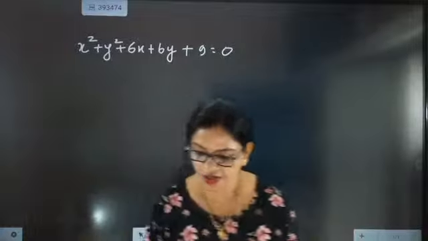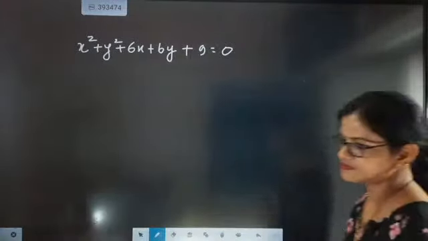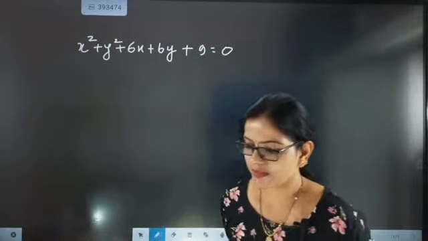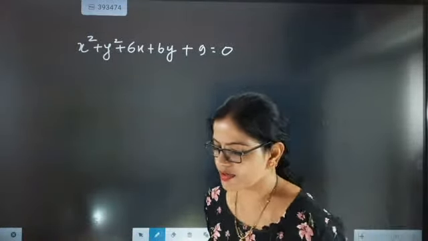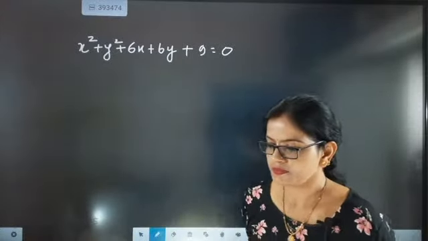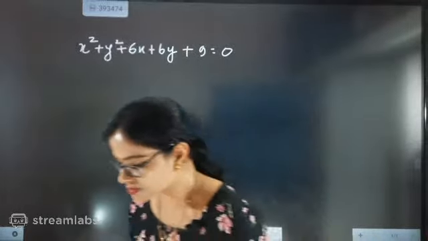Now find the center and radius, beta. You will do it. Come on, you can do it. Try this one out. Then we will go for solving some questions.